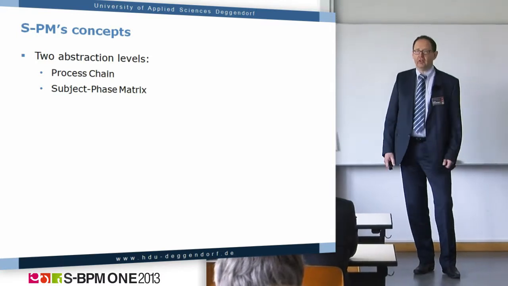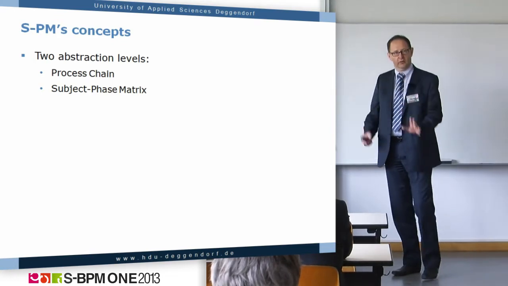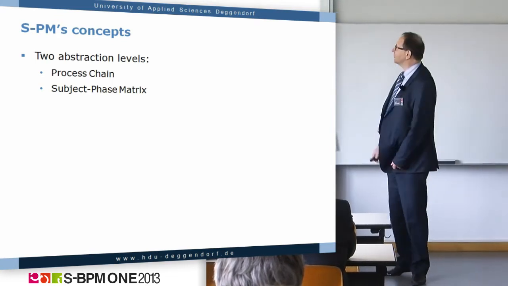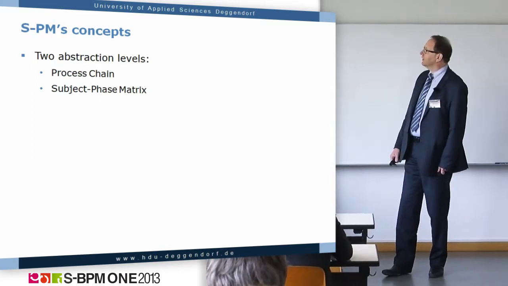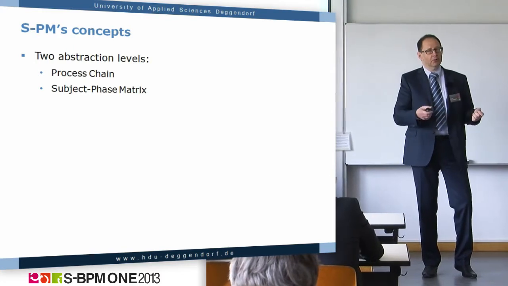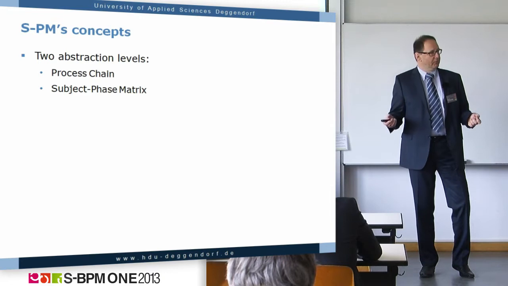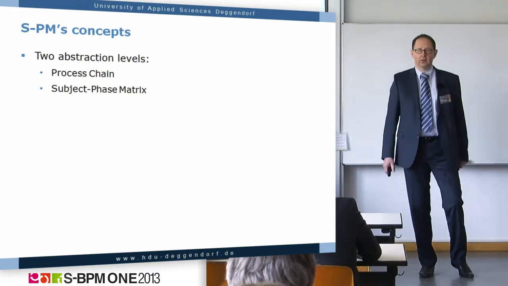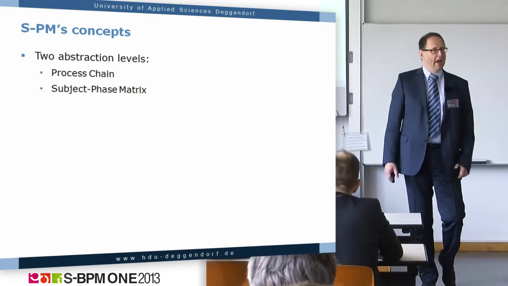A phase matrix, a subject phase matrix, consists of 2 parts in principle, so 2 major ideas which are represented in these diagrams. The first idea is one has a process chain. So this is a simple linear sequence of process steps, one after the other. So after the talk of yesterday, I would like to call it something like the happy path.